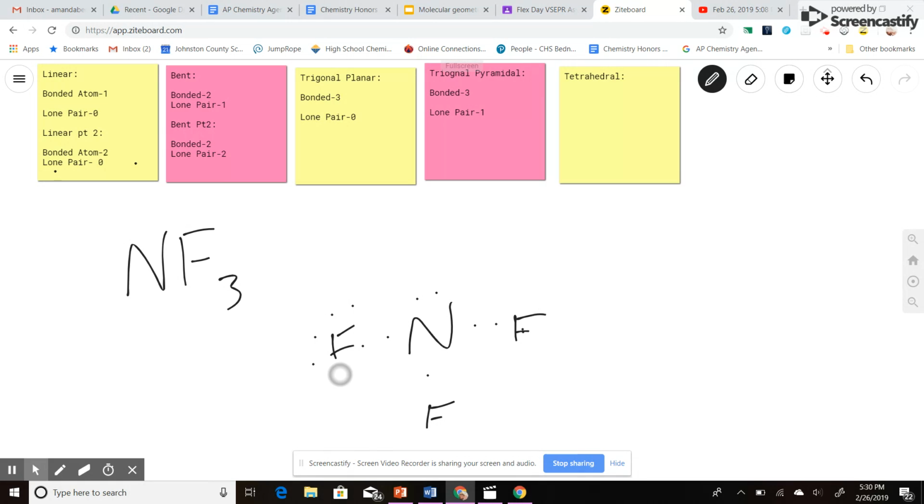1, 2, 3, 4, 5, 6. Put my bonds in between them. So here's my ridiculous Lewis structure for nitrogen trifluoride. If you noticed here, he has 1 lone pair here at the top. It's a big old lone pair. And then he has 1, 2, 3 bonded atoms. This would be a trigonal pyramidal shape.